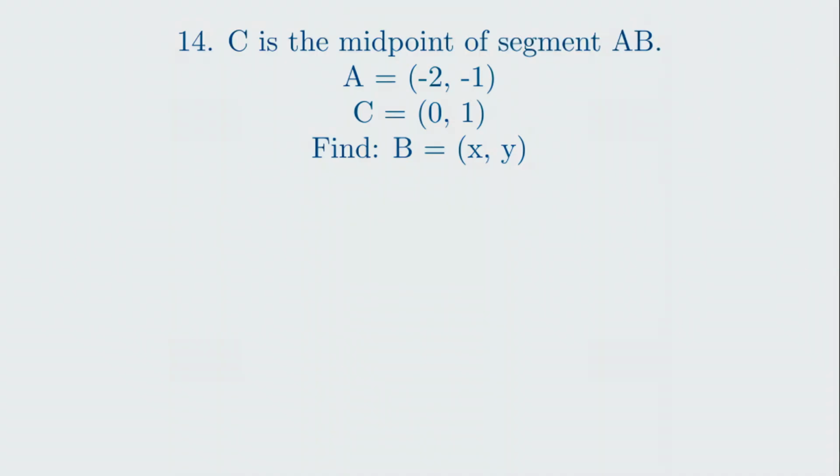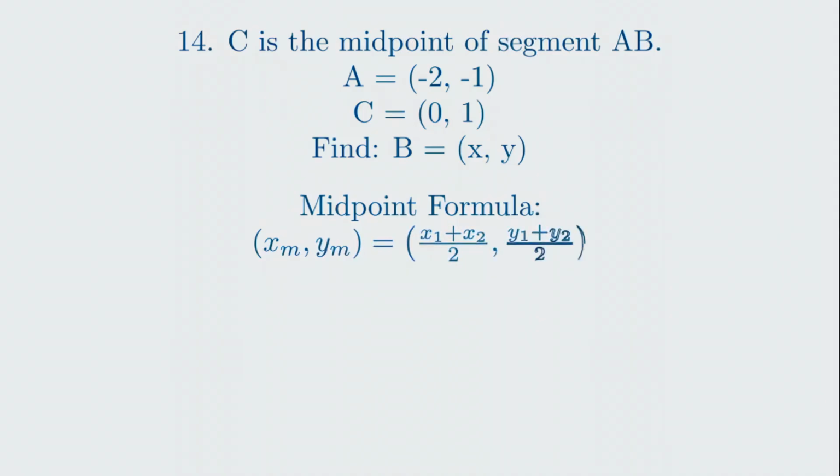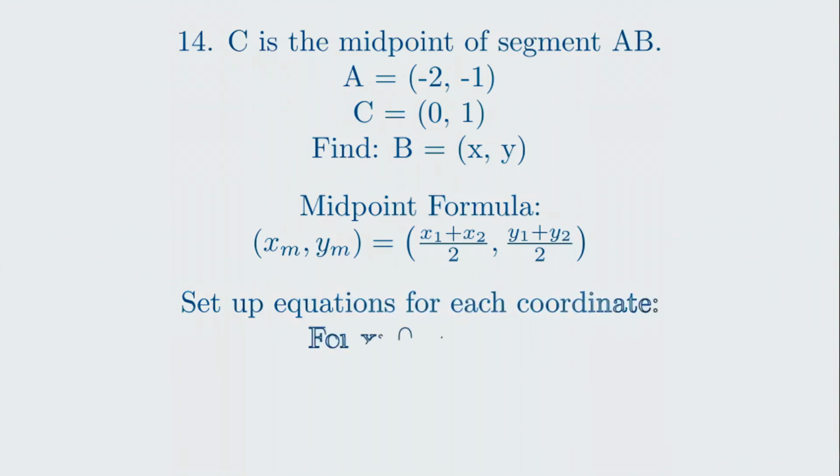The midpoint formula states that the coordinates of the midpoint, xm, ym, are the average of the endpoint coordinates, x1, y1, and x2, y2. The x-coordinate of the midpoint is x1 plus x2 divided by 2, and the y-coordinate of the midpoint is y1 plus y2 divided by 2. Let's plug in the coordinates we know. Let A be x1, y1 equals 2, 1, and let the midpoint C be xm, ym equals 0, 1. We are looking for B equals x2, y2. We can set up two separate equations, one for the x-coordinate and one for the y-coordinate. For the x-coordinate, 0 equals 2 plus x2 divided by 2. For the y-coordinate, 1 equals 1 plus y2 divided by 2.